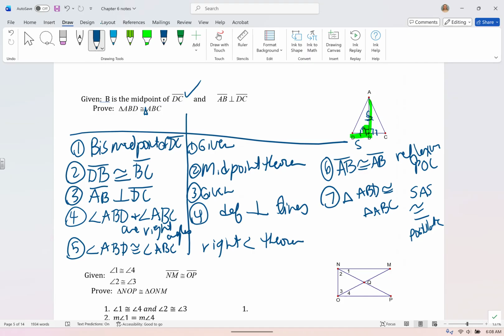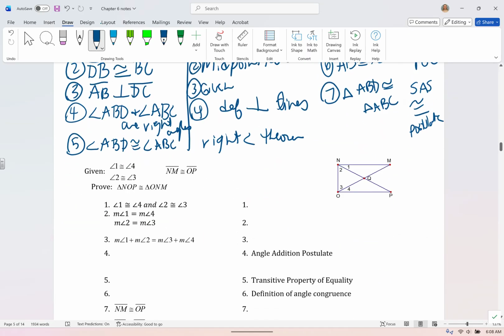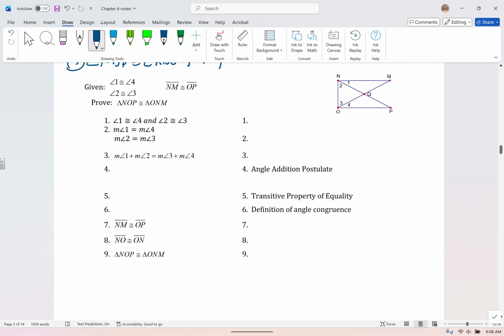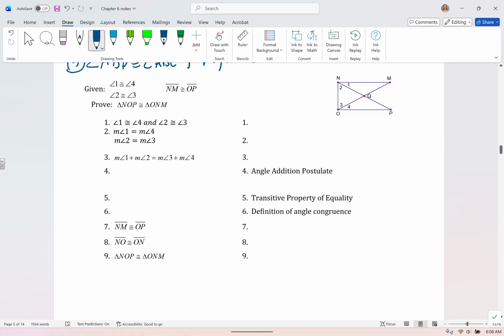All right, I think that we are going to have time for about one more here. Okay, let's see. This next one says, given the angles 1 and 4 are congruent, okay? And so all these are congruent, and then 2 and 3 are congruent to each other. So I'm going to mark that 2 is congruent to 3, okay? Okay, that is given.